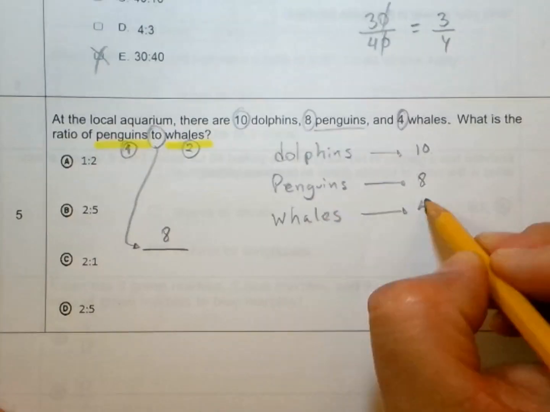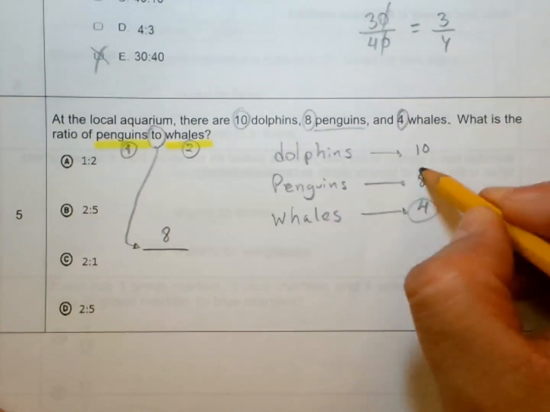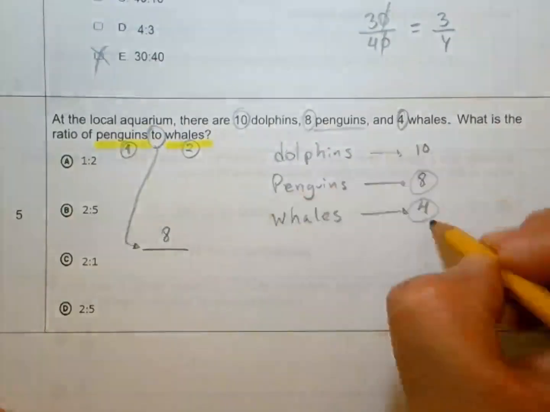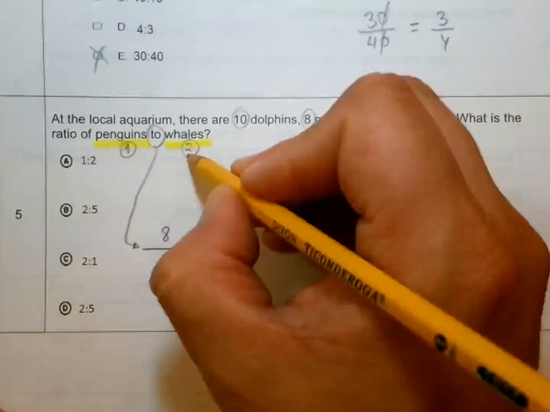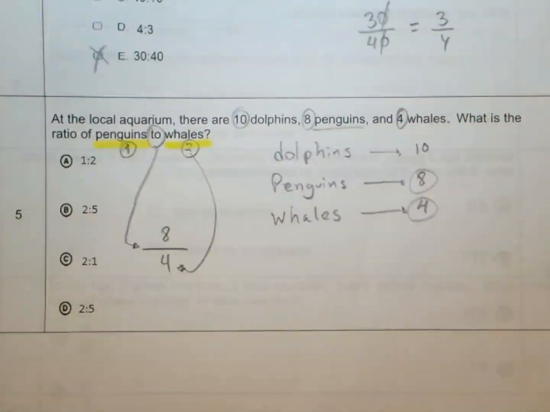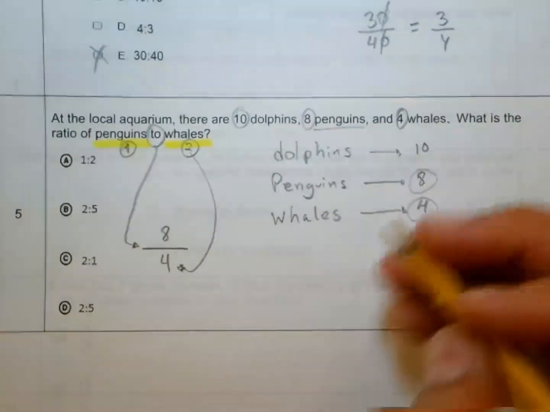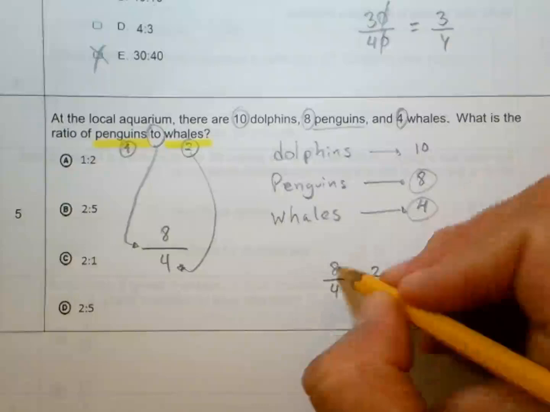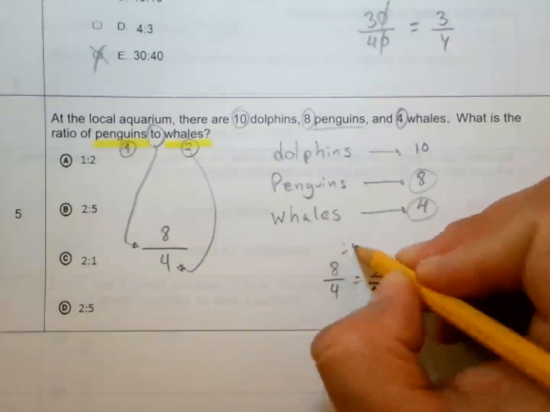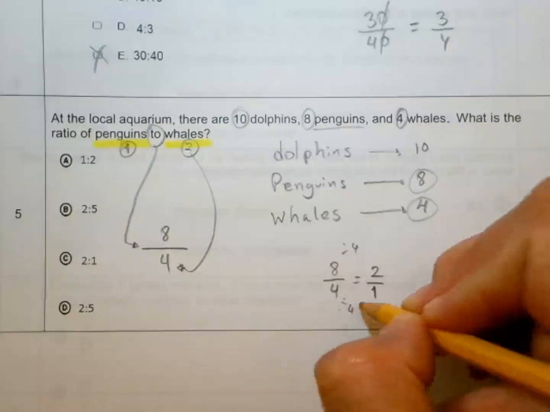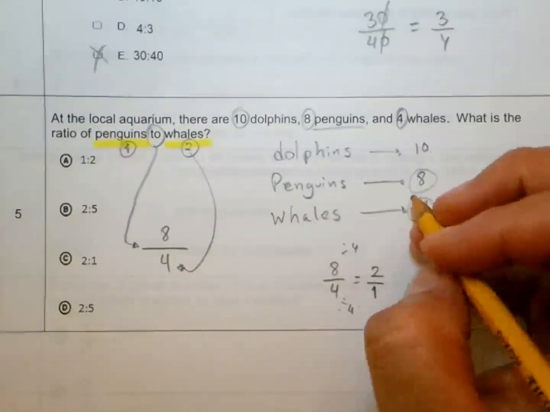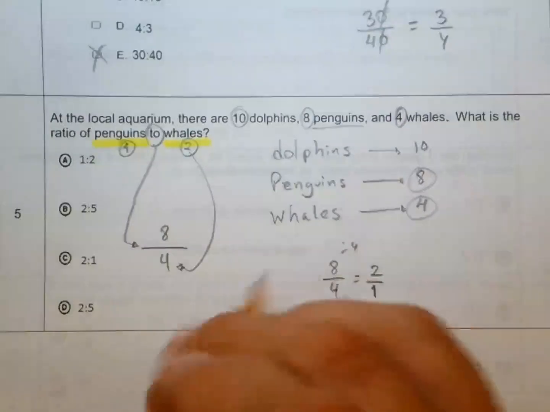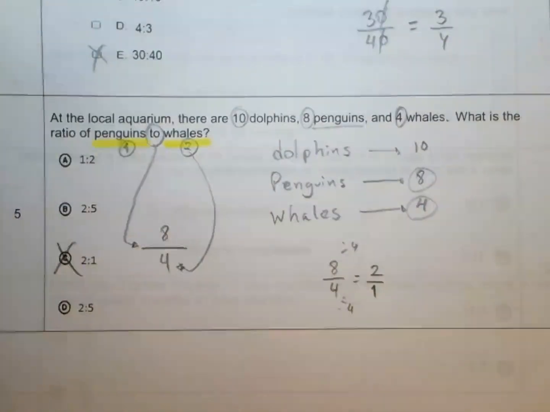So we're going to stop here just to mark this first group. Remember, the first group goes all the time in the top. Okay, the penguins is the first group, which is 8. The word to is this line here, and we have the second group, which is whales. Okay, this is whales here, which is the second group. Whales is 4. We have penguins and whales. Okay, whales go here on the bottom.